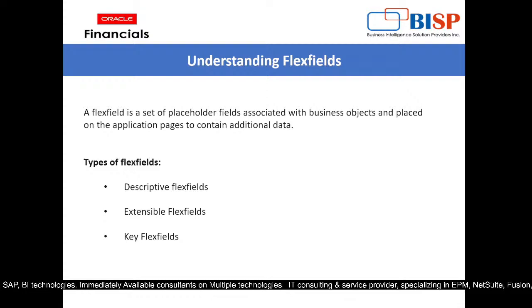Both extensible and descriptive flex fields provide an expansion space that you can use to configure additional attributes without additional programming. Descriptive flex fields are stored in additional columns of the same table as that of the object, whereas extensible flex fields are stored in a separate extension table.